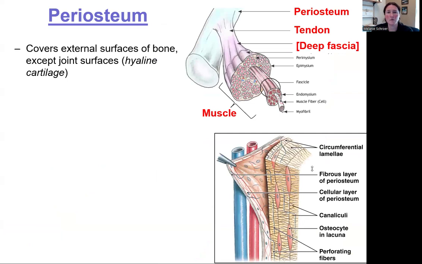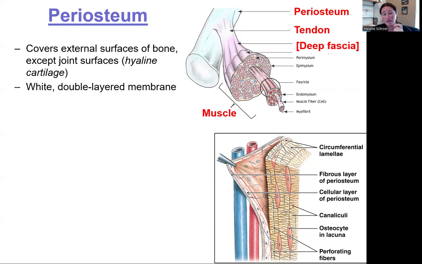So let's talk a little bit more about the periosteum. What exactly is it? Again, it covers the external surfaces of the bone, pretty much everything except for where the bones form a joint. On those surfaces, we need a little bit more slippery, lubricated tissue to protect the ends of our bones, and so we have what's called hyaline cartilage. You'll learn about that soon. But every part of the bone, except for where it forms a joint, is covered with the periosteum.